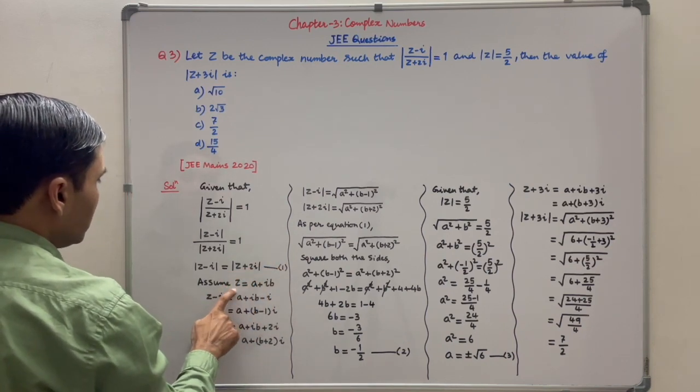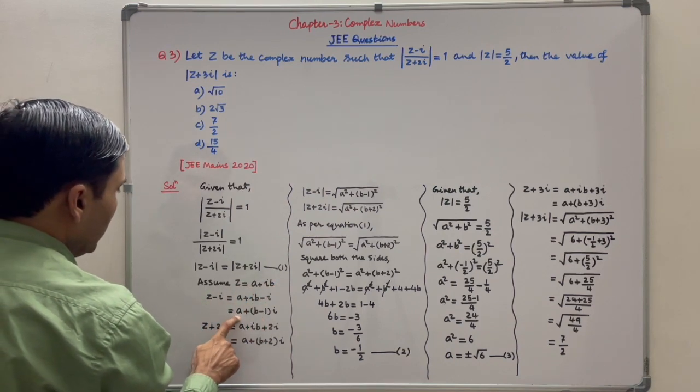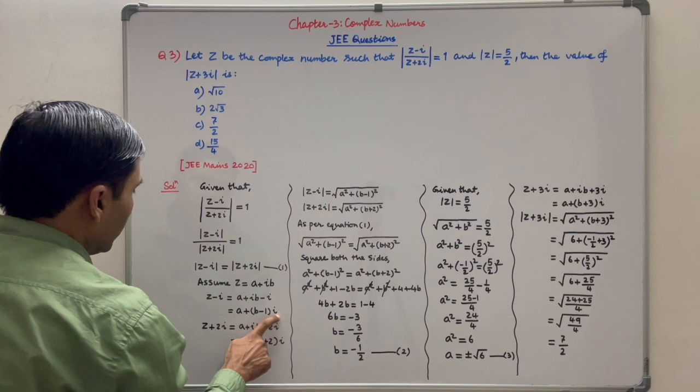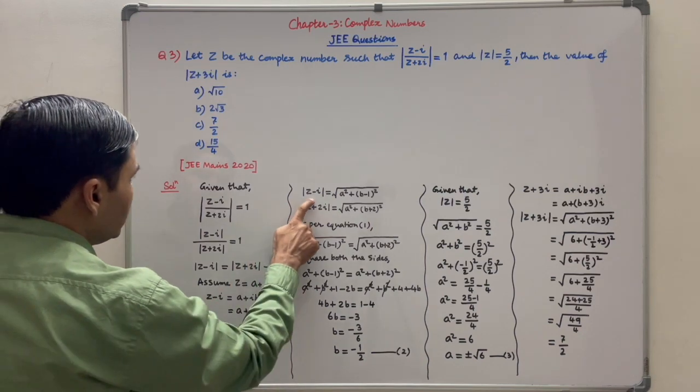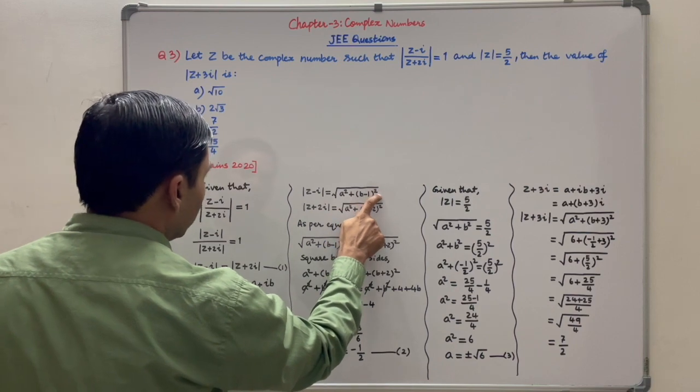Now assume z is equal to a plus ib. So z minus i is equal to a plus (b minus 1) into i. Mod (z minus i) is equal to under root a square plus (b minus 1) whole square.